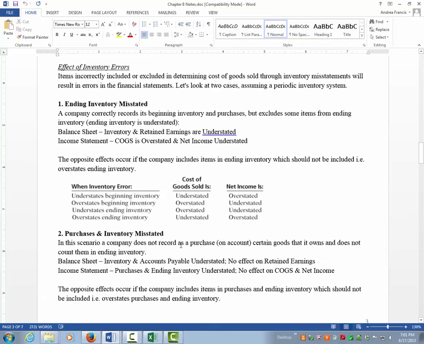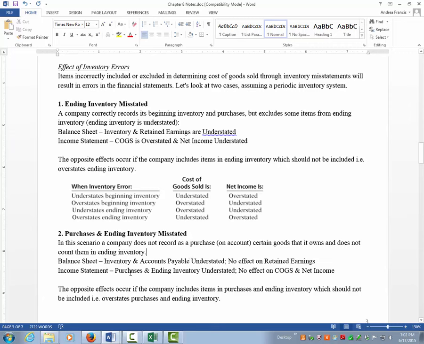So in the scenario, a company does not record a purchase, so it's a purchase on account of certain goods that it owns, and it also doesn't count them in ending inventory. So this should probably be purchases and ending inventory misstated, right? So purchases doesn't include the amount, and neither does the ending inventory. So inventory on the balance sheet is going to be understated because the amount was not included in ending inventory. Accounts payable is understated because something was bought on account and yet it was not recorded in the journal entry, so it doesn't flow to the financial statements.